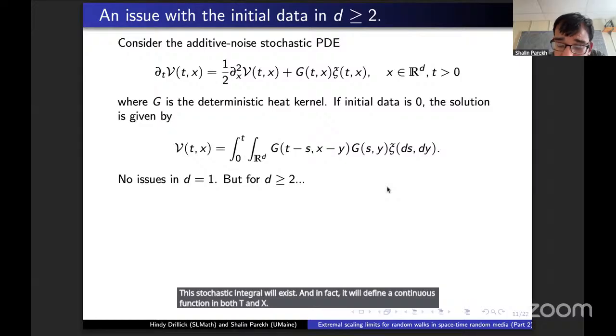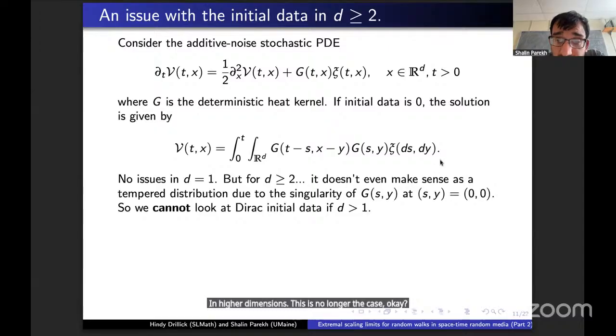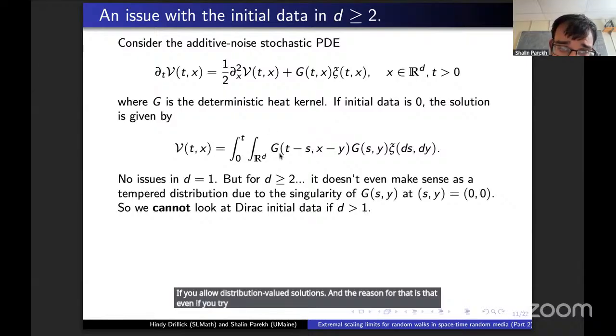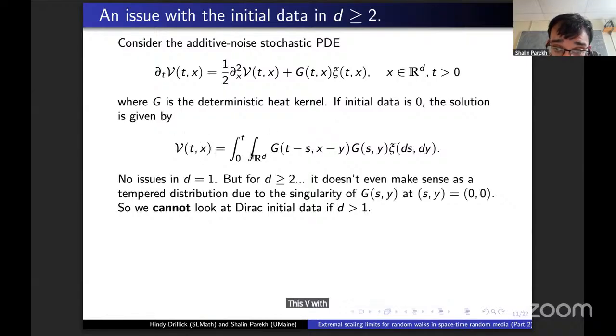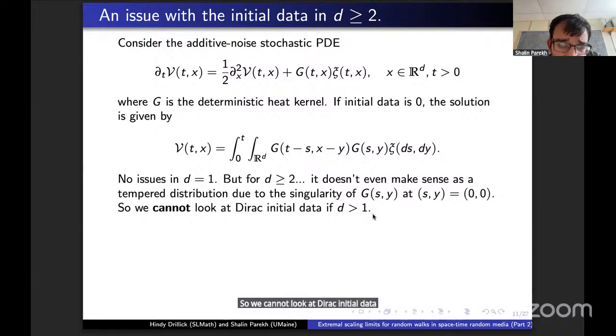In higher dimensions, this is no longer the case, okay? And in fact, it doesn't even make sense as a tempered distribution if you allow distribution valued solutions. And the reason for that is that even if you try to smooth out this v with a test function, you have this G of s, y here, and that is not a square integrable singularity in dimensions 2 and higher, okay? So we cannot look at Dirac initial data in dimensions larger than 1. So the question is, what kind of initial data can you look at?